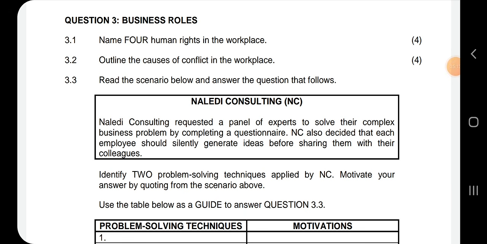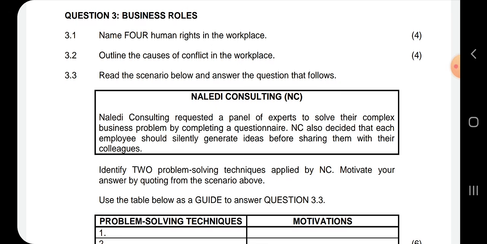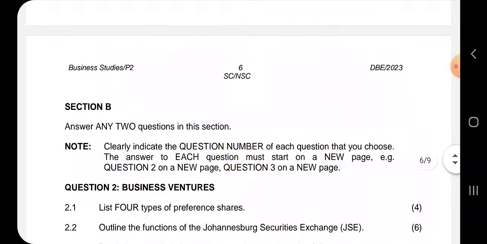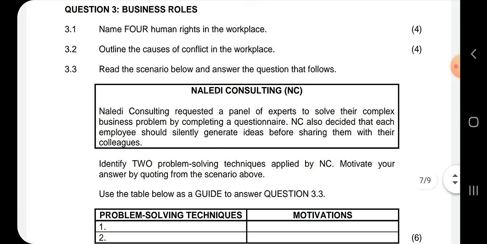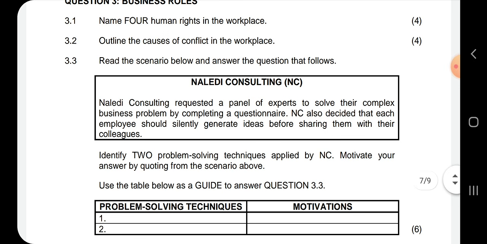Now we're in question 3, business roles for grade 12. All right. So 3.1 says name 4 human rights in the workplace. Business operations paper 1. So we are now on business roles. You will do 3.1 to 3.3, and then just pause the video and come back for answers.